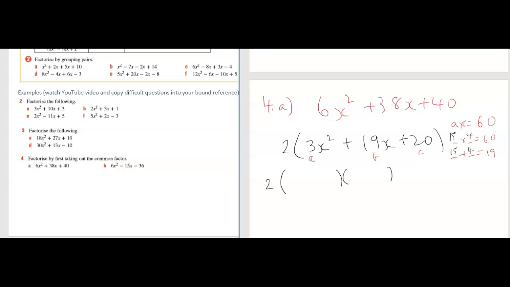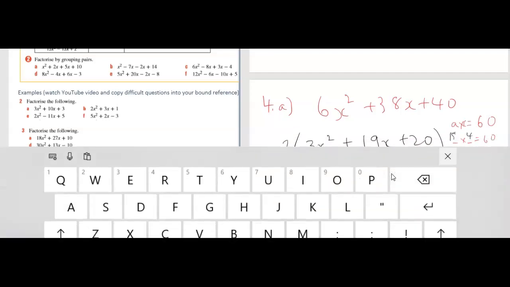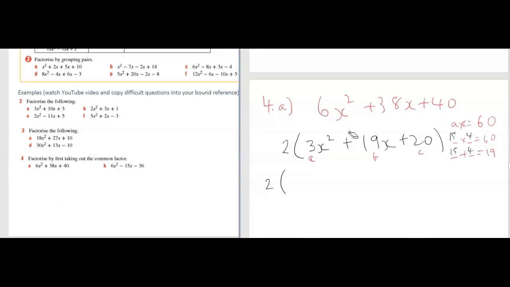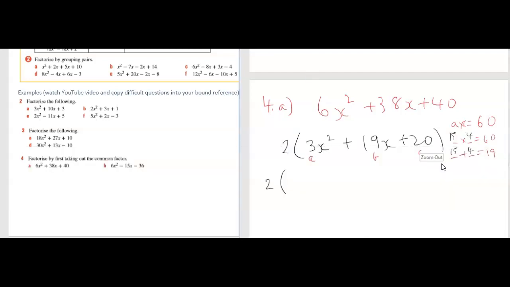Oops, what am I doing? I'm racing ahead. I saw that bracket and I got excited, but we're missing a step. All right, so we're going to rewrite this. Remember, your first term stays there.